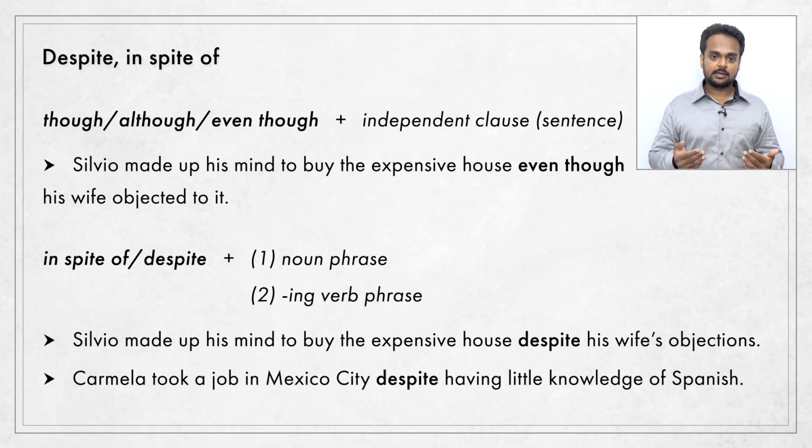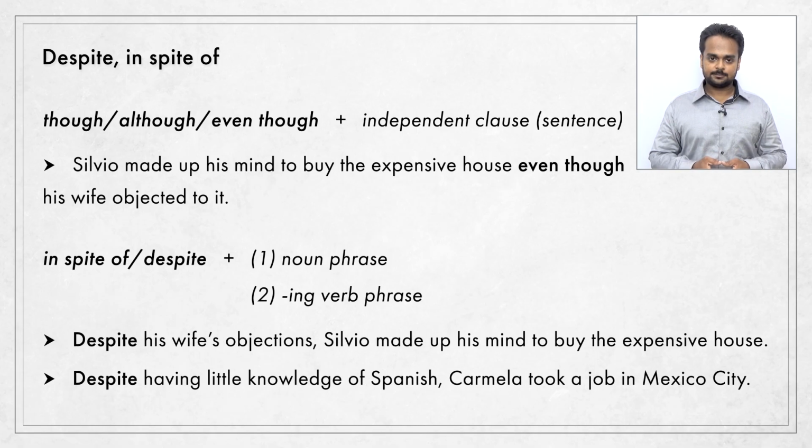Of course, in both sentences, you can use in spite of in the place of despite: in spite of his wife's objections, in spite of having little knowledge of Spanish, and the meaning would be the same. With despite and in spite of, you can rearrange the clauses. Despite his wife's objections, Silvio made up his mind to buy the expensive house. Despite having little knowledge of Spanish, Carmela took a job in Mexico City.